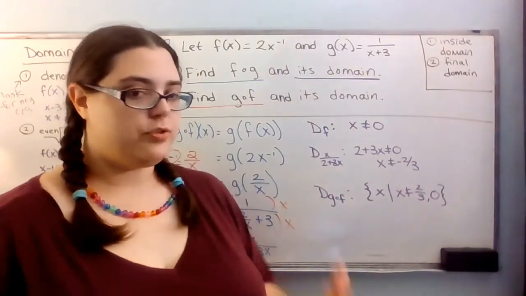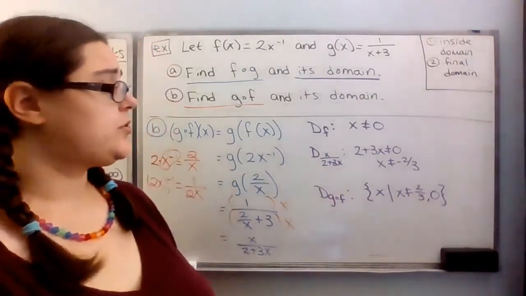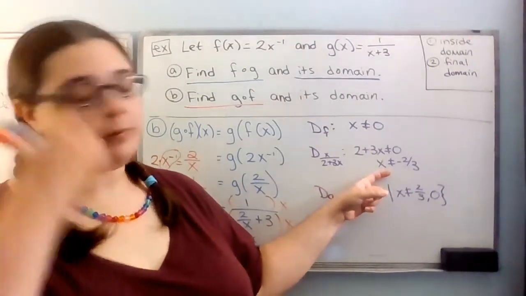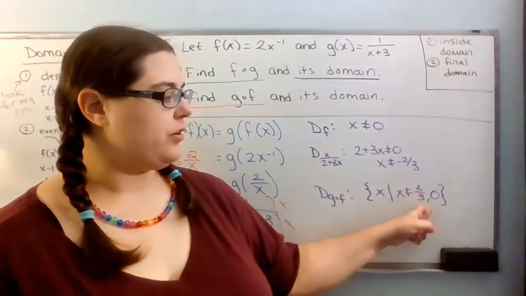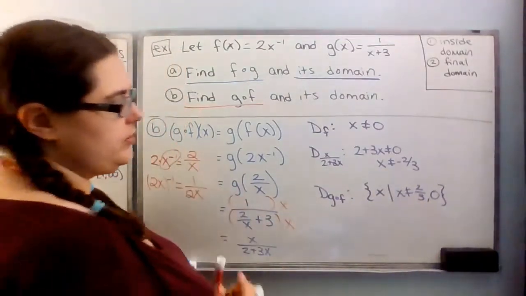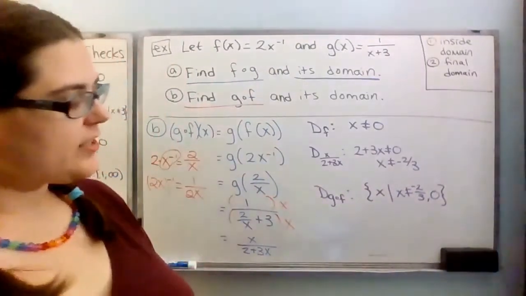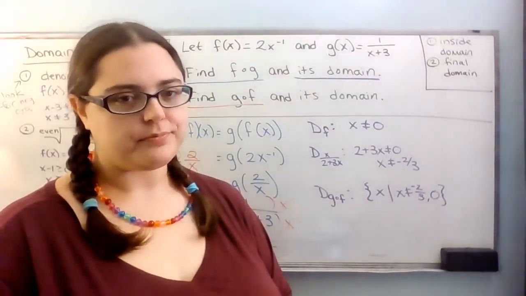So this time we have two domains that have different problem spots. So this one we can't be 0, and this one we can't be negative 2/3. So when we combine them, we just list all of them. So here x cannot be 2/3. Oops, that should be a negative 2/3. I'm making mistakes on the board here. So x cannot be a negative 2/3, and x cannot be 0.